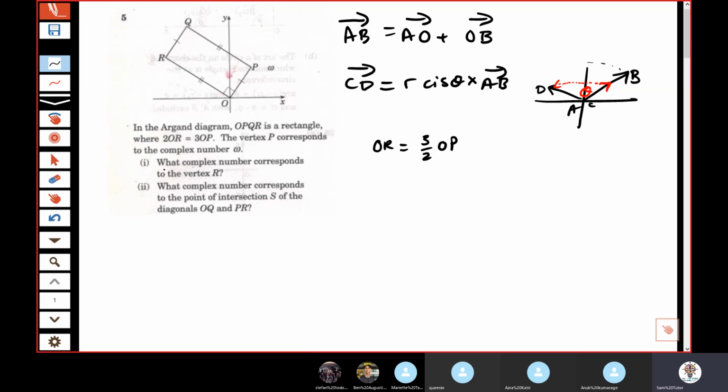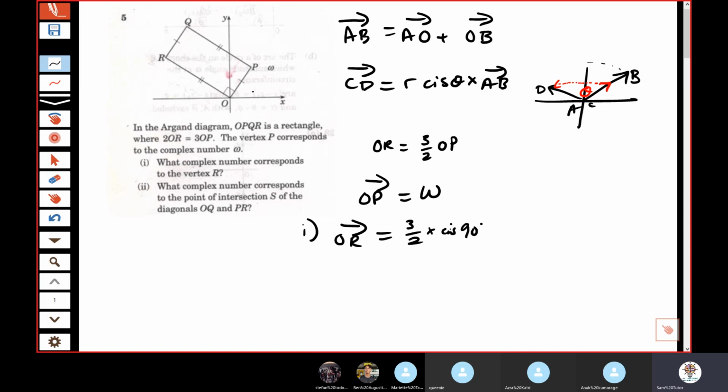The vertex P corresponds to the complex number W, or omega. So that means vector OP is actually equal to omega. All good so far? We can get to that stage? What complex number corresponds to the vertex R? Oh, so easy. R has to start from the origin, so OR equals 3 over 2, right? Because you've got to make OP larger. So 3 over 2 times cis what?